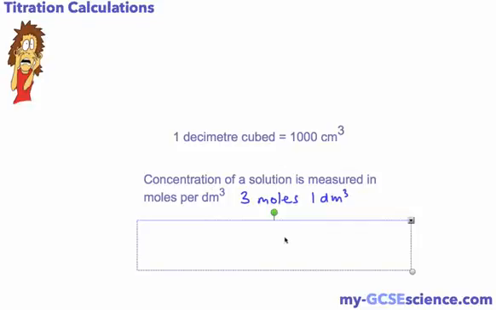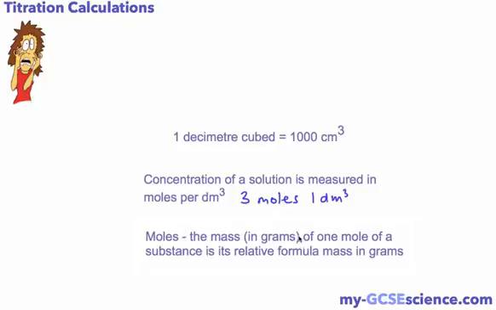The last thing I want you to get your head around, we have come across this before, but we do need to know and understand it, is that when we're talking about moles, the mass in grams of 1 mole of a substance is its relative formula mass in grams. What does that mean? If this is very confusing for you, you could go back to look at the video I did on moles in Unit C2, but I'll just give you a quick summary of what we mean by this.